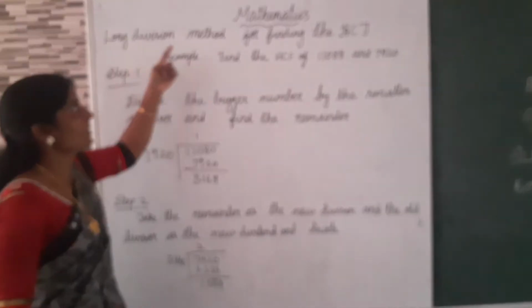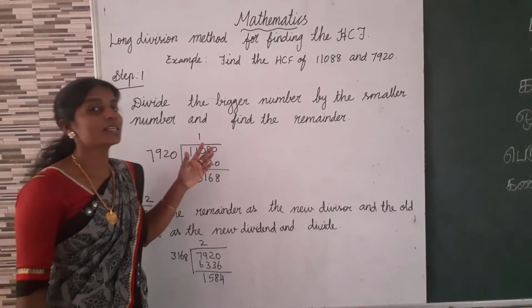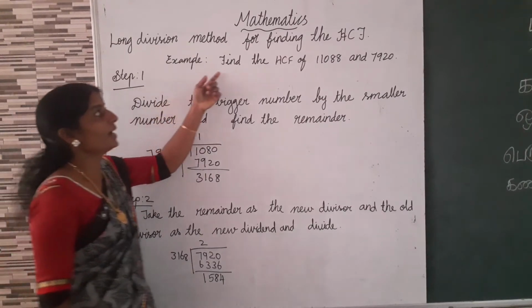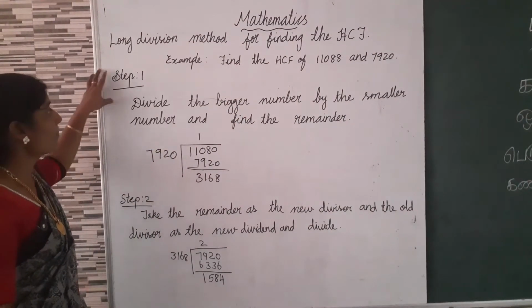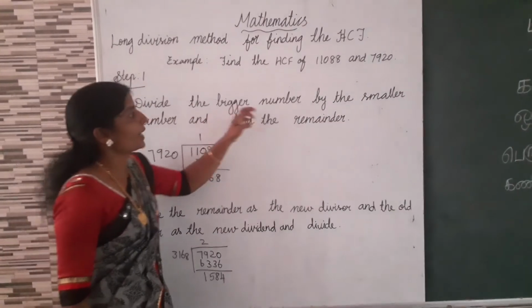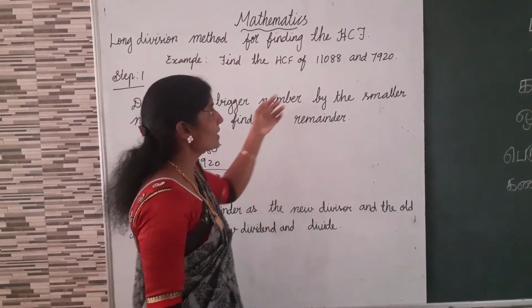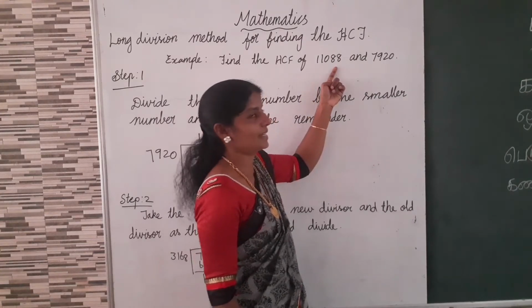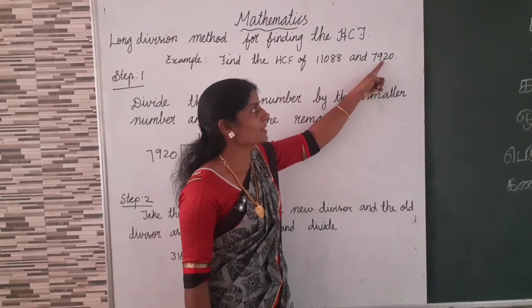Long division method. Last class we learned the prime factorization method for finding the HCF. Now, one example. Find the HCF of 11,088 and 7,920. Step 1: divide the bigger number by the smaller number and find the remainder. Now listen, you can compare these two numbers. Which is the bigger number? 11,088. This number is divided by the smaller number, 7,920.